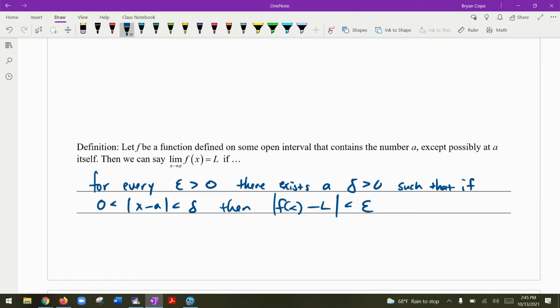If you picked epsilon to be 0.5, wouldn't you be looking within the neighborhood of 2.5 to 3.5? Yeah, because, okay, no, that makes sense.